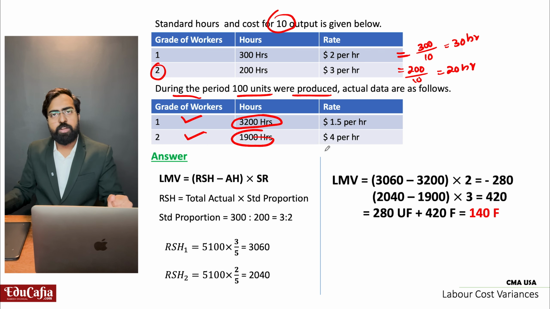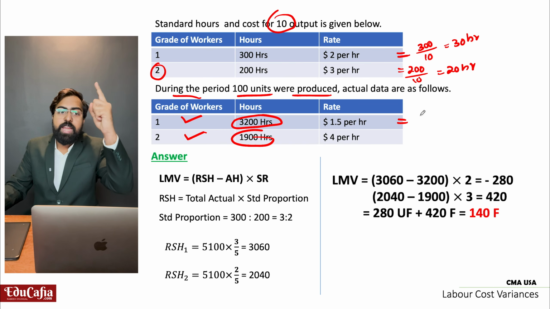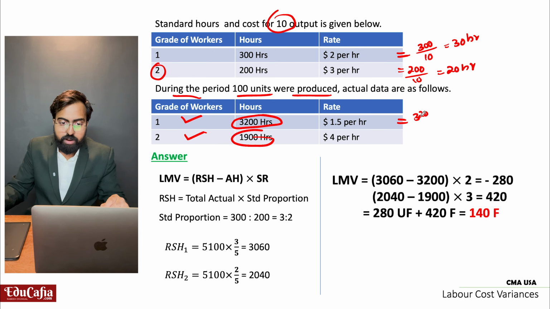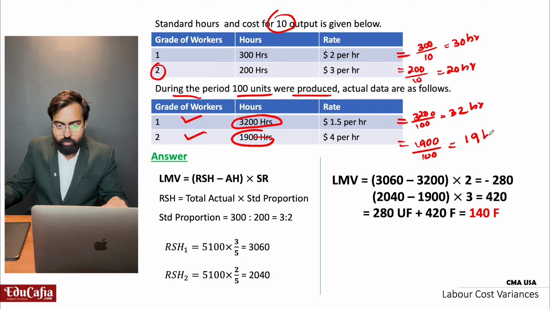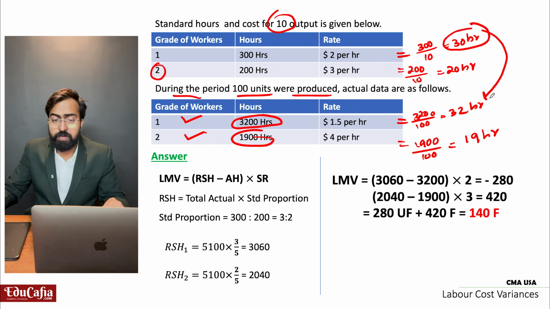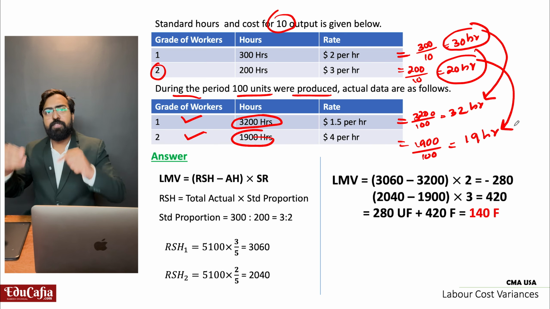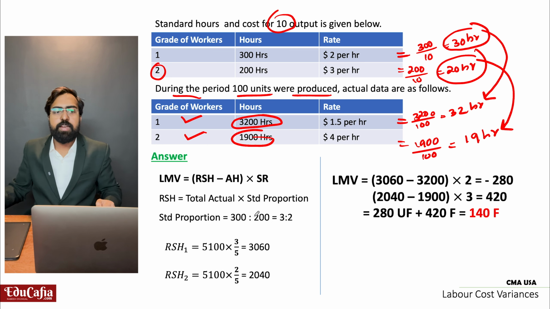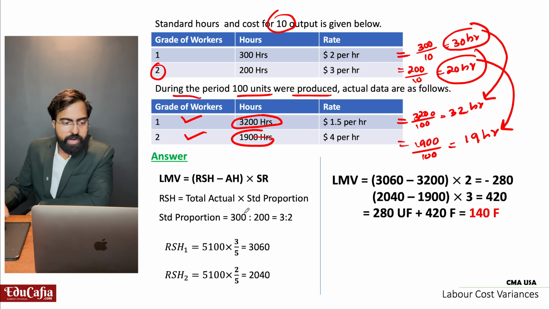This is actually what happened. So let's check. For 1 unit, how much? 3200 divided by 100 is 32 hours. Here 1900 divided by 100 is 19 hours. See, instead of 30 hours he took 32 hours. Instead of 20 hours he only took 19 hours. Mix difference is there. Correct. So let's find the equation.